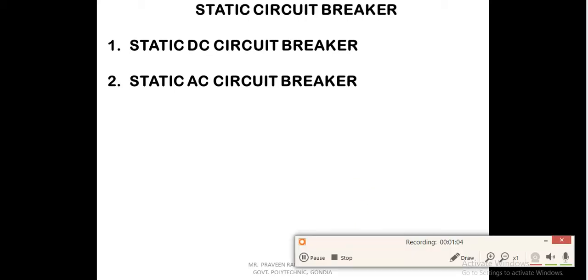So static circuit breakers are of two types. First, static DC circuit breaker, and second, static AC circuit breaker. We will discuss each circuit breaker one by one. Static DC circuit breaker.